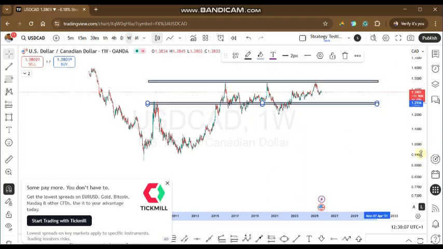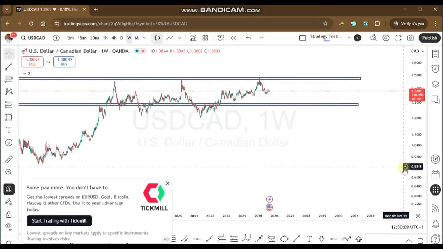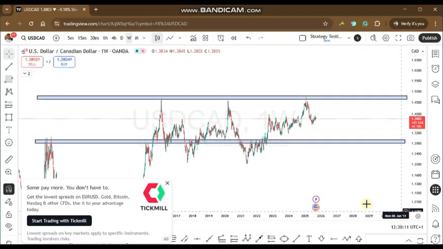What I'm seeing on the weekly time frame is that we are in a range in this spot now. Once we come up here, then we should come down. Since price is coming down, I think we are coming back down here.